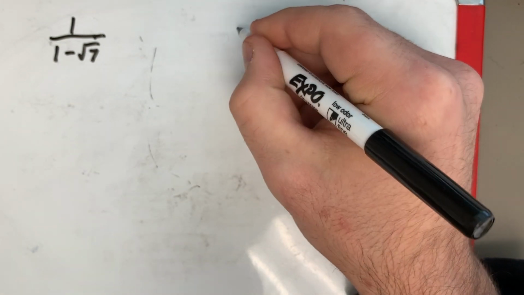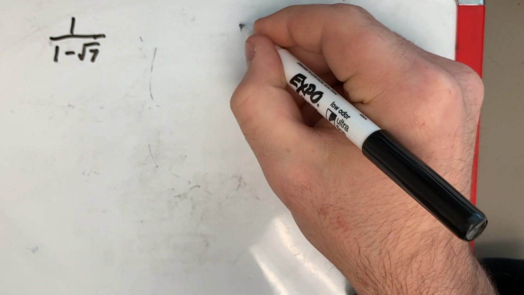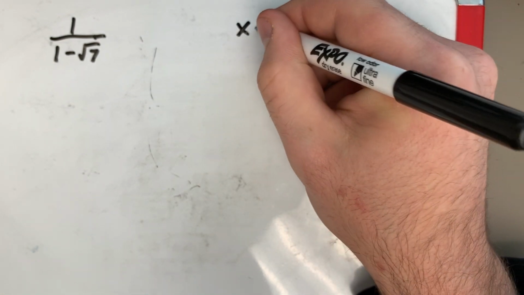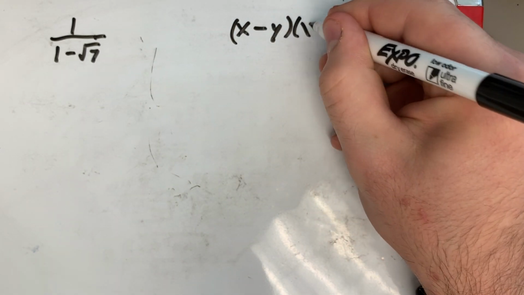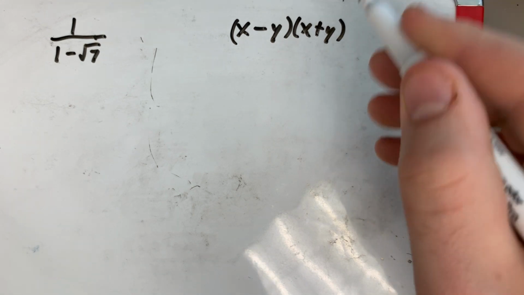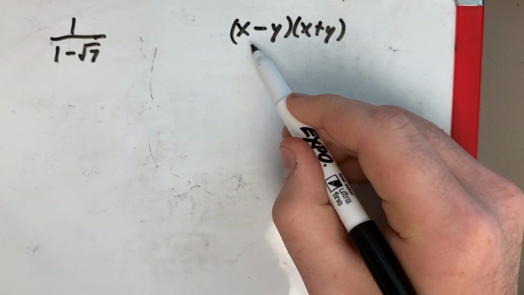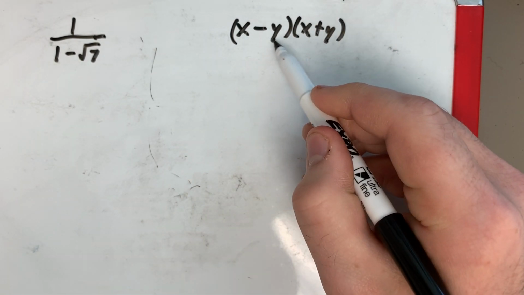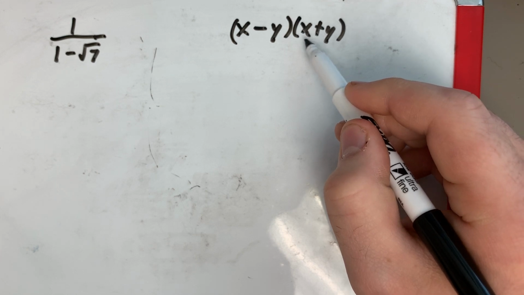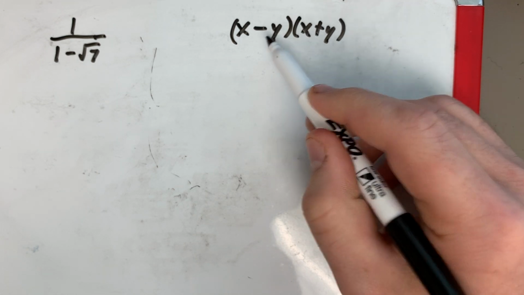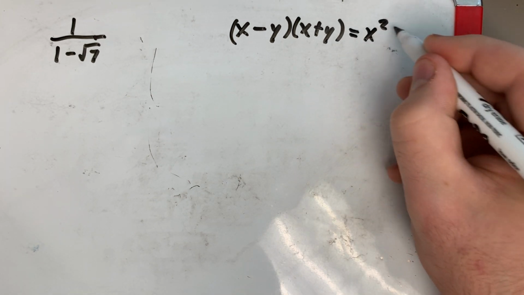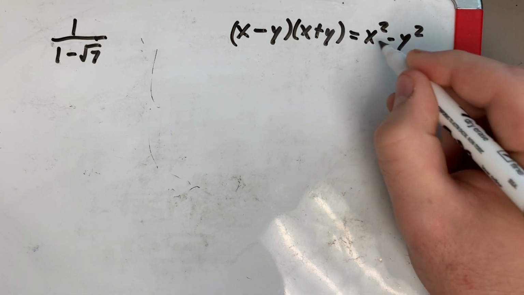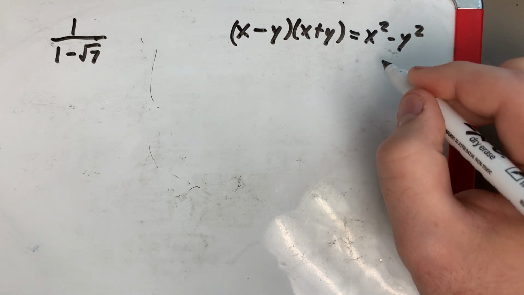We know we have a nice little formula called difference of squares, foiling or factorization, where you have x minus y times x plus y. Doesn't matter what x or y are in this case. So we have something minus something times that same something plus this something, okay? And when you do this, this comes out to be x squared minus y squared. This is why it's called difference of squares, okay?